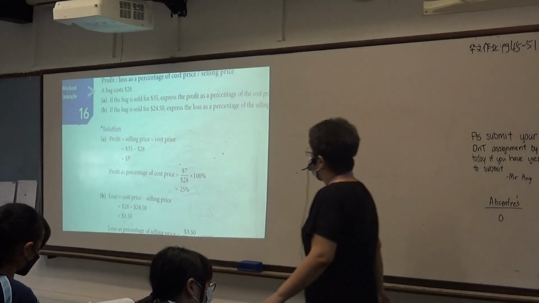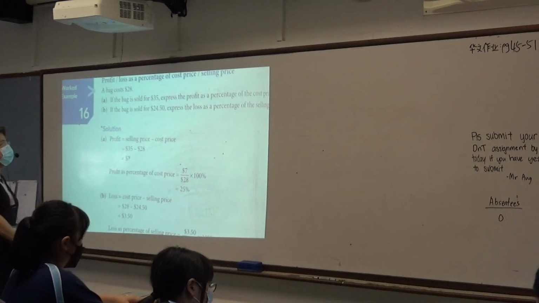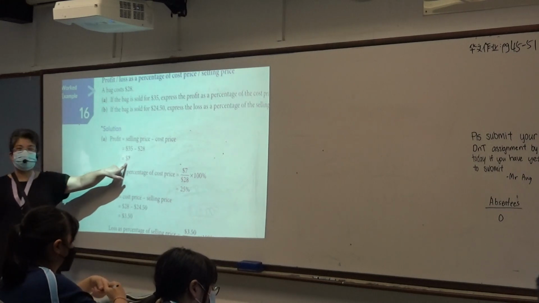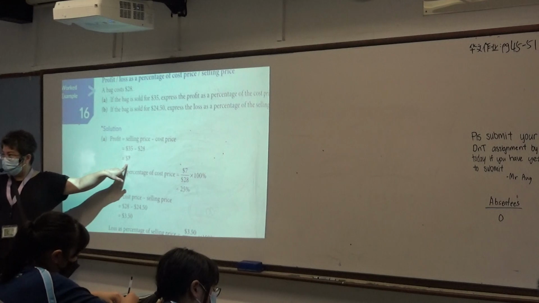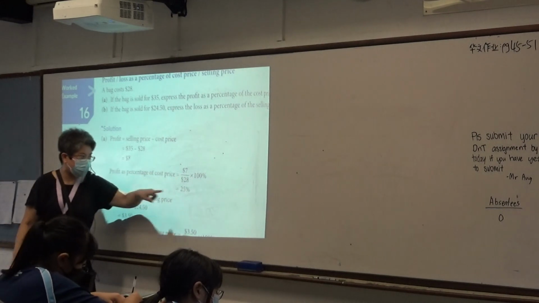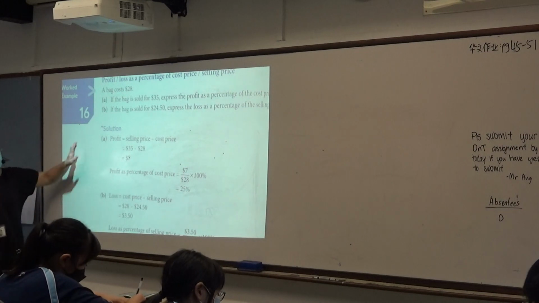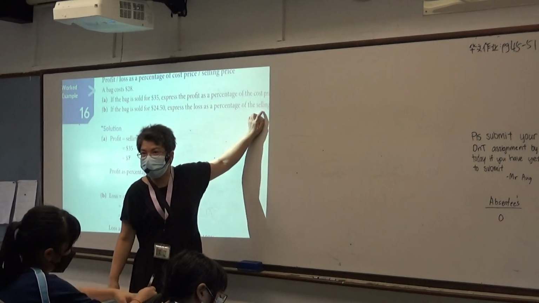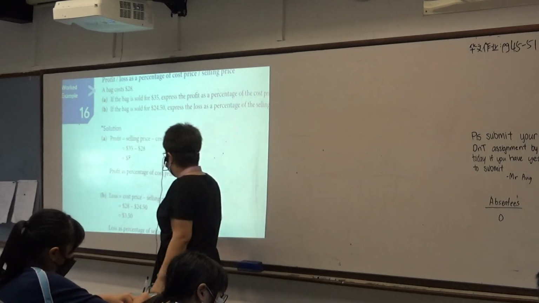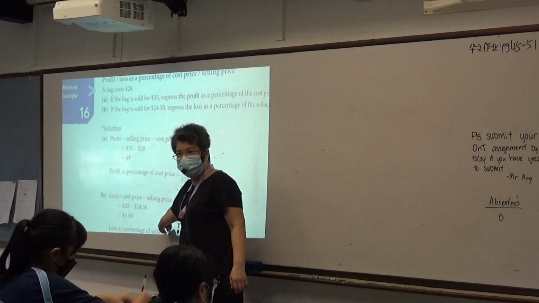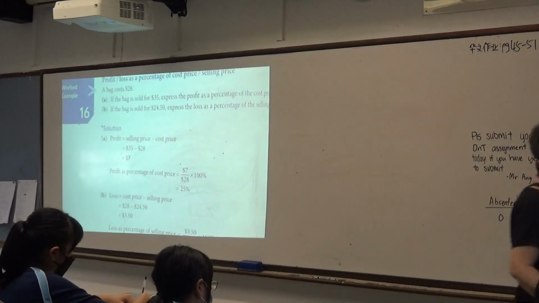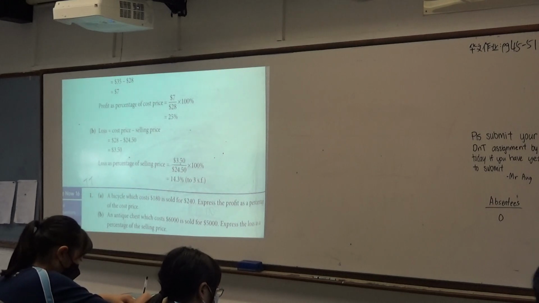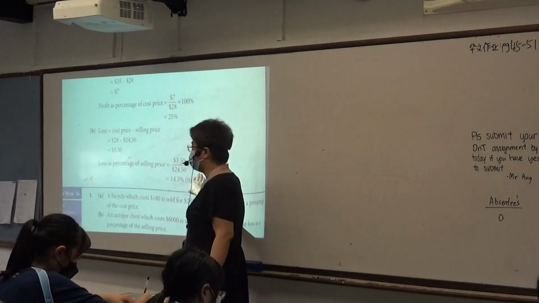First one. A bag costs $28. If the bag is sold for $35, express the profit as a percentage of the cost price. You will see that the profit is actually $7, right? So 7 over the cost price times 100%, you will get the percentage. Is that clear? Now what about the second part? Express the loss as a percentage of the selling price. So you must find the loss, which is $3.50. Then you take the $3.50 upon the selling price, because the question says selling price, then you times 100%.